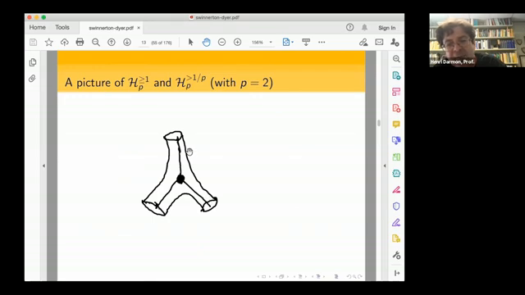And we see that these 3 disks are in somehow natural bijection with these 3 edges of the Bruhat-Tits tree.